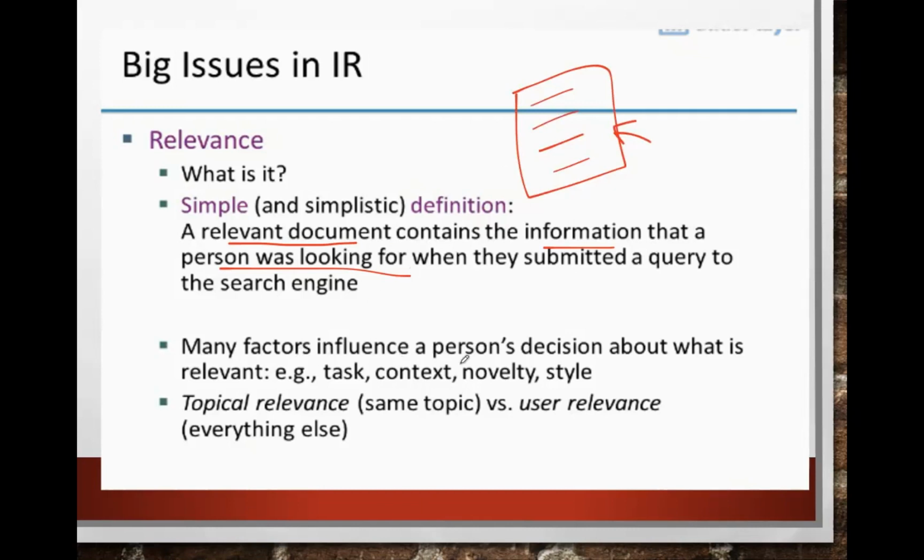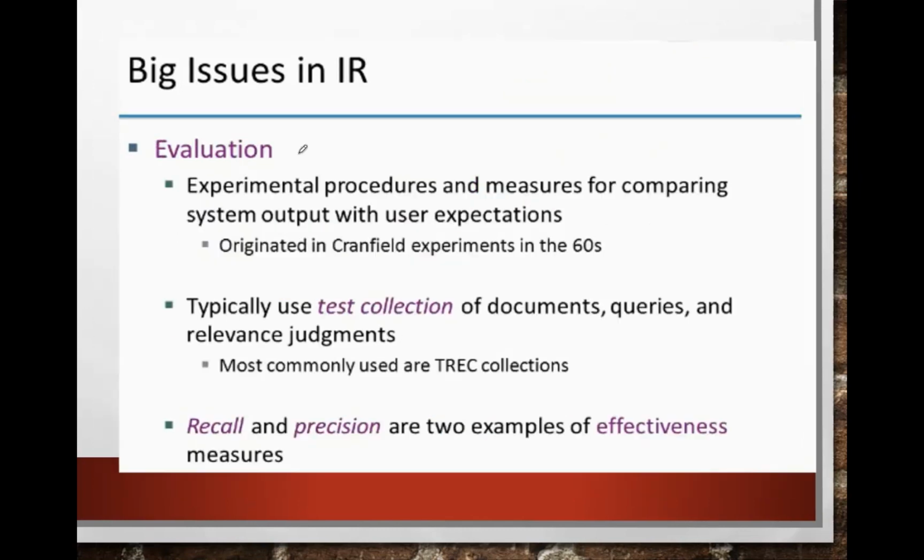Many factors influence the person's decision about what is relevant. How can a person decide that the document is relevant? Based on factors like task, context, novelty, style, etc. Relevance can be classified into topical relevance and user relevance. Topical relevance means the document is on the same topic. User relevance means the document contains everything else other than just that topic. Next issue in information retrieval is evaluation.